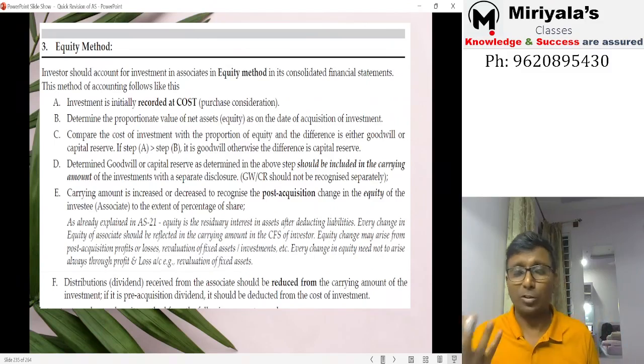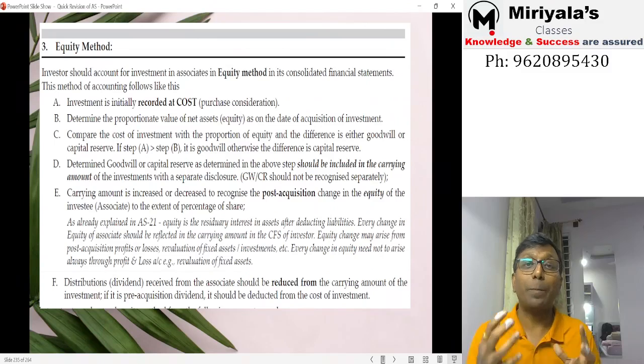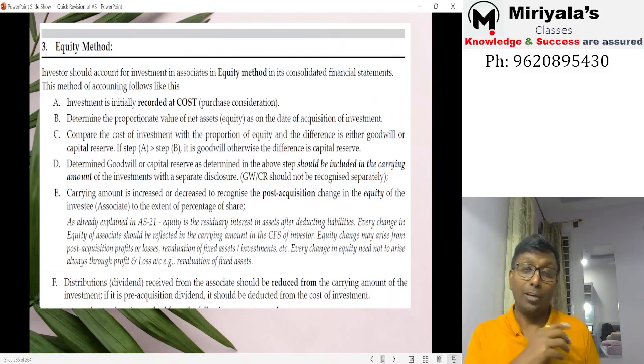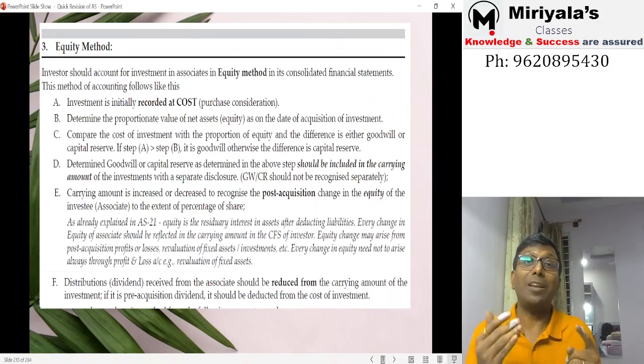That is nothing but your cost of investment minus the proportionate share of the equity on the date of acquisition. Again, equity means net assets. Okay, there is one important point. Suppose you have got a goodwill, but goodwill cannot be recognized on acquisition of an associate. That will not be recognized, which means it will not appear in the balance sheet. It may be given as a note inside, but not on the outer column. But if it is a capital reserve, that will be recognized.